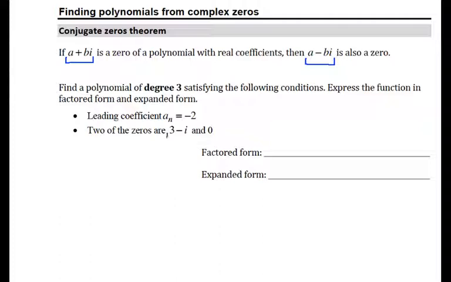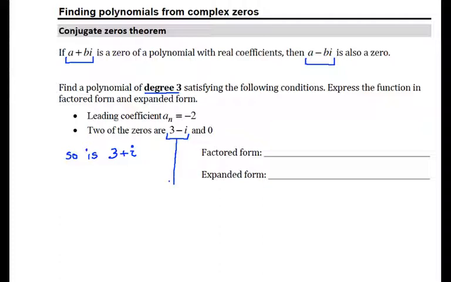In this case, if we're told that 3 minus i is a zero of this polynomial, then we know that so is 3 plus i, the complex conjugate of 3 minus i. So even though we were only given 2 zeros here, this is a degree 3 polynomial, it turns out we actually are implicitly given 3 different zeros of this. We're going to construct this polynomial from its factors.